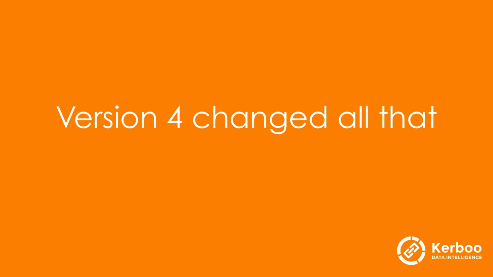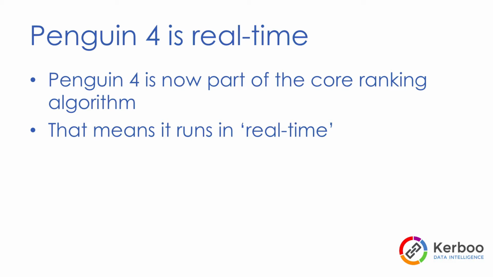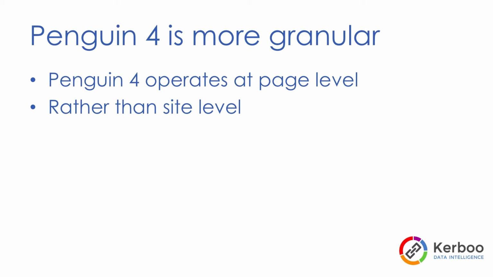Now, version 4 of Penguin changed all that. The major change is that Penguin 4 is real time, and it's now part of the core ranking algorithm. It's not a separate routine anymore. They've put it within the ranking algorithm, which means that Google state that it runs in real time. Penguin 4 is also much more granular, whereas the old versions of Penguin used to operate at site level. The current version of Penguin operates at page level.